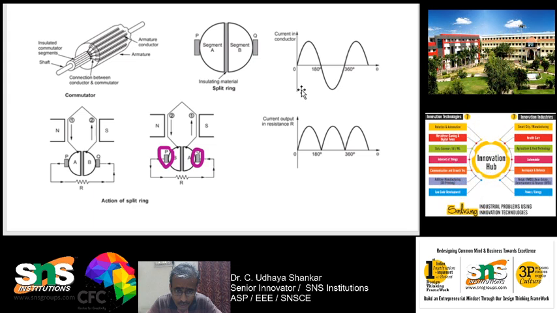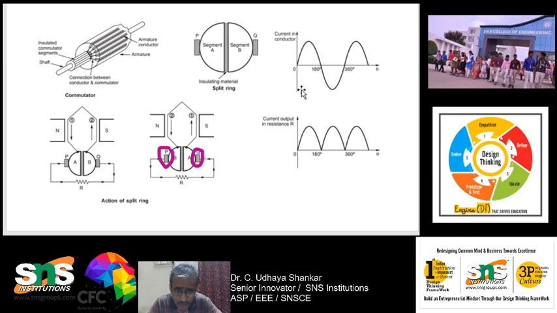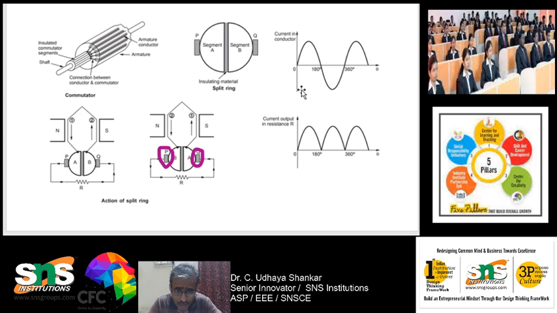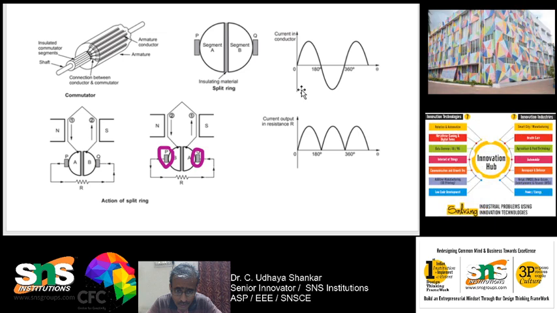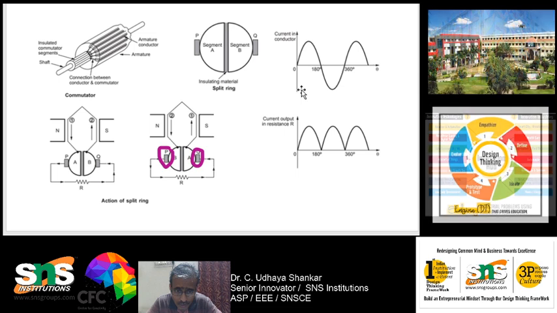These brushes are made of carbon or graphite. You may ask why they are made of carbon. Because carbon has a good life, and also the resistance of the carbon material is quite low, because the brushes have to collect the current, which requires very low resistance. So carbon brushes are used to collect the current from the commutator, and that is given to the external load resistance. The brushes are placed in brush holders.